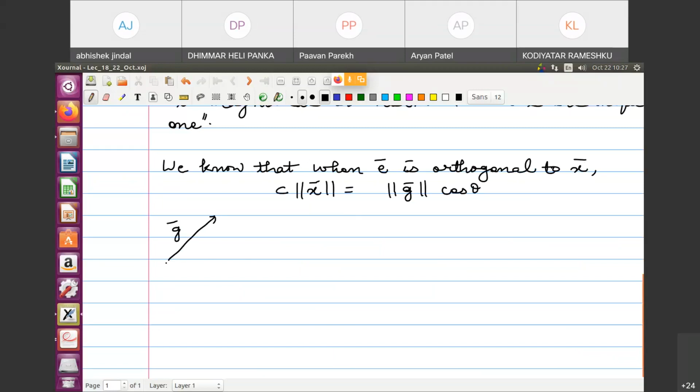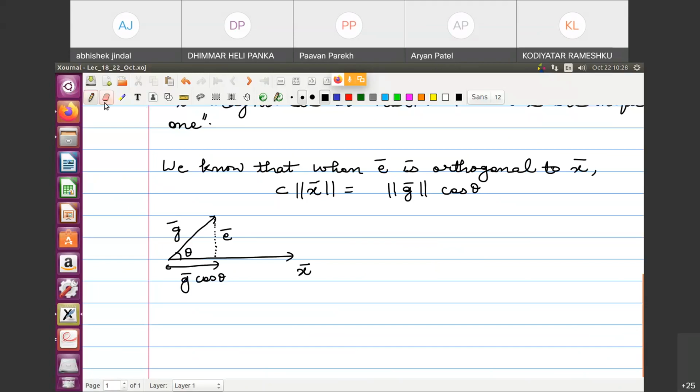This you already know, and this is, suppose, your x. And I say that I am drawing this, my E bar. So you know that if this angle is theta, then this component, we already studied, is G bar cos theta.